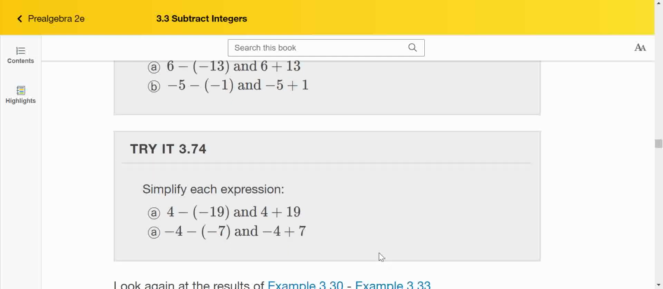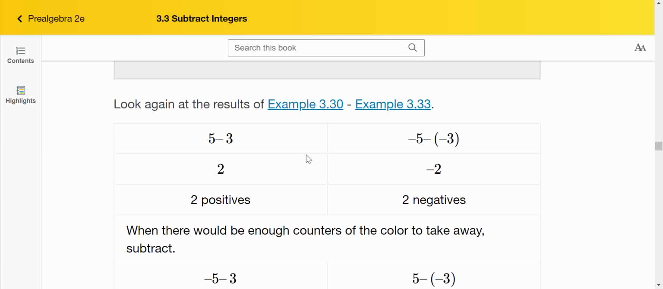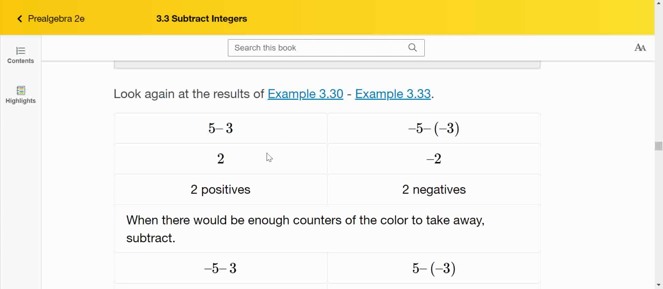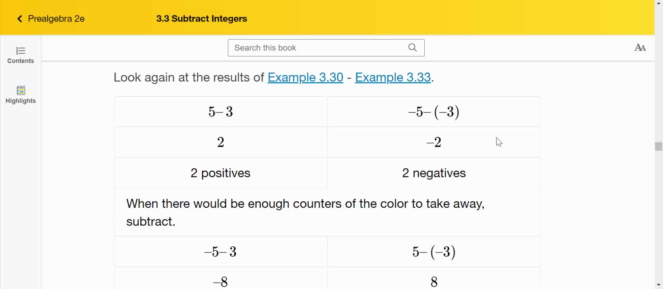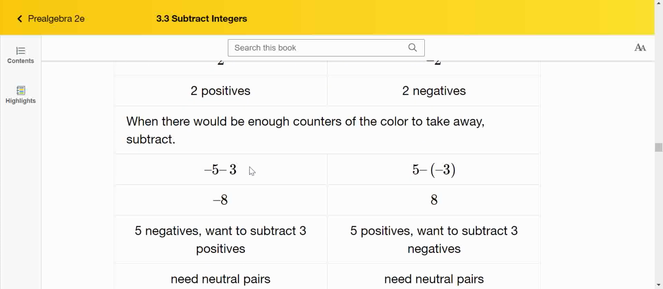Some try-it problems. Look again at the results of example 3.30 to example 3.33. 5 minus 3 is 2. That's 2 positives. Minus 5 minus minus 3 is minus 2, and that's 2 negatives. When there would be enough counters of the color to take away, subtract. So minus 5 minus 3 is minus 8.